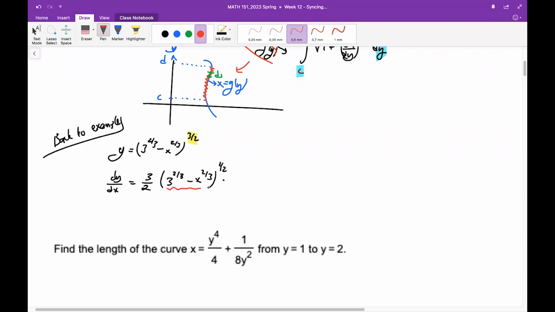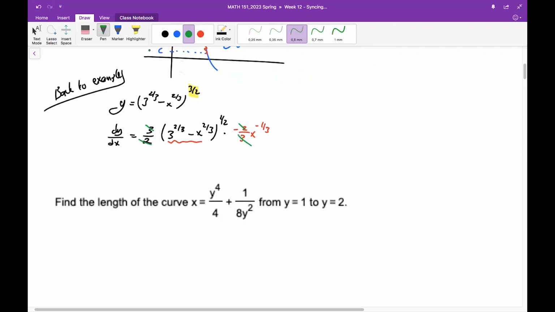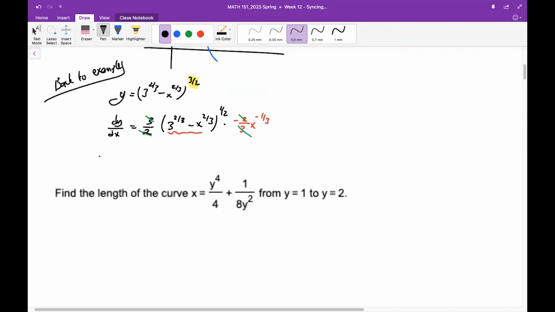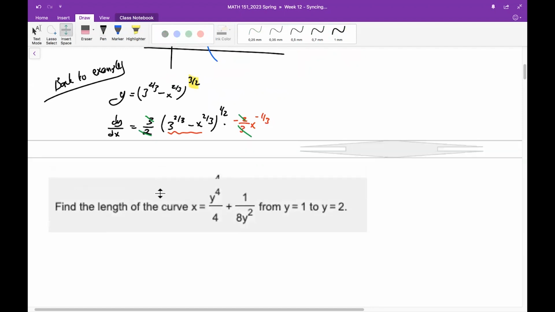So what is the derivative here? The first term is gone as it is a constant, and then you will take the derivative of the second part, which is minus 2 over 3 x to the power minus 1/3, right? I subtract 1 from the power again. And then you have these nice simplifications. Then it is time to insert this first derivative expression into the length formula.